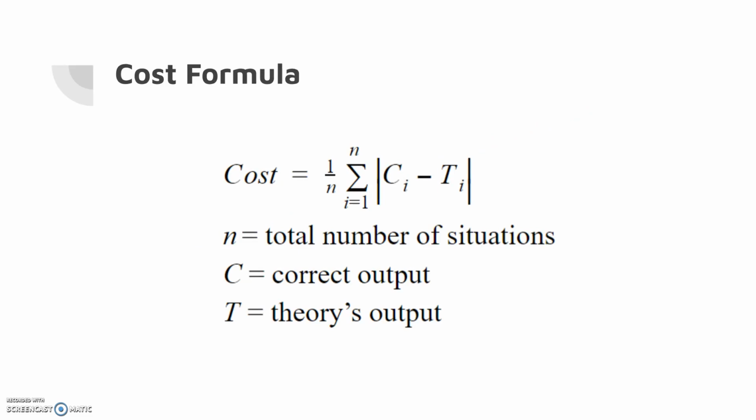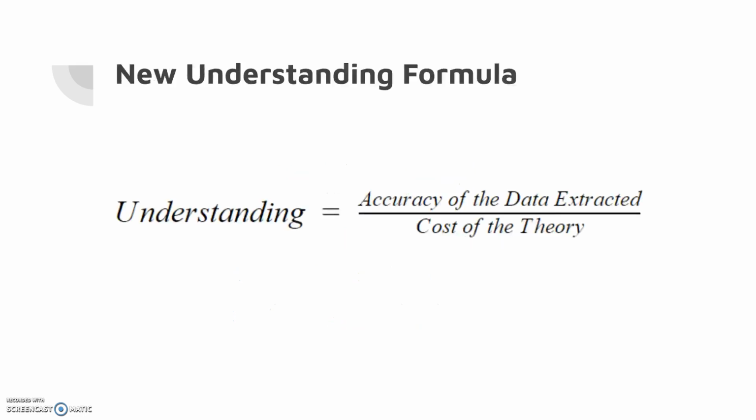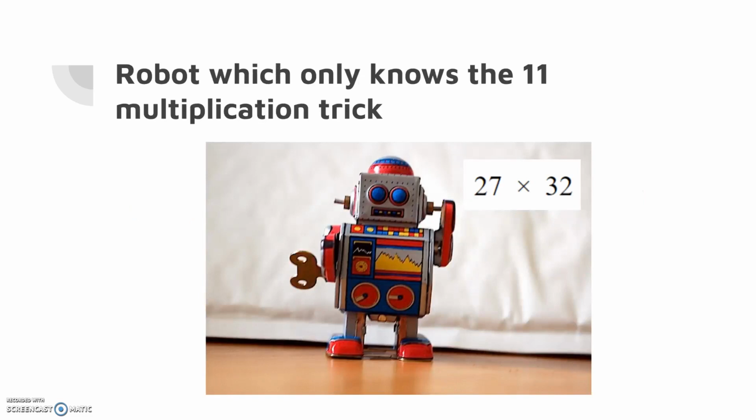Here, the expression within the absolute value sign calculates how incorrect a theory is at certain points, while the summation sign finds the average of these values. Because cost is inversely proportional to versatility, just like the number of conditional statements, it can take its place in our original formula. Let us now apply it to our previous problem. For example, let's say a robot only knows how to use the 11 multiplication trick and was given the problem 27 times 32.